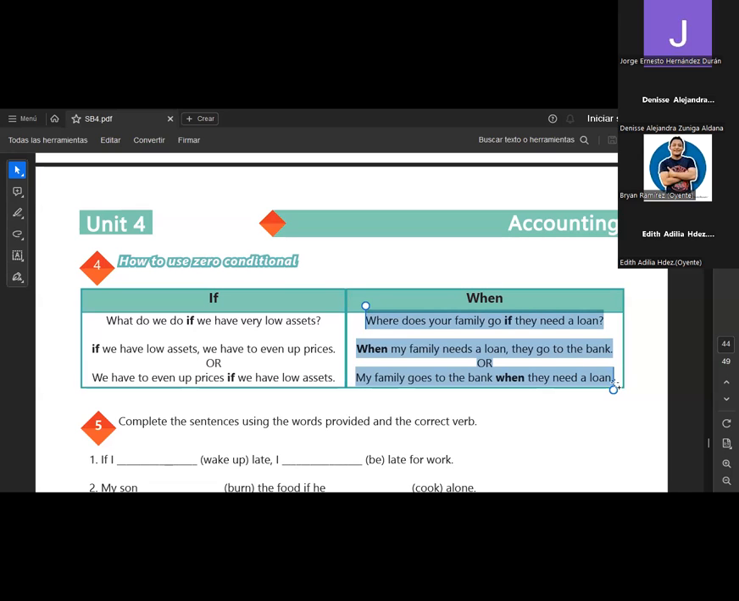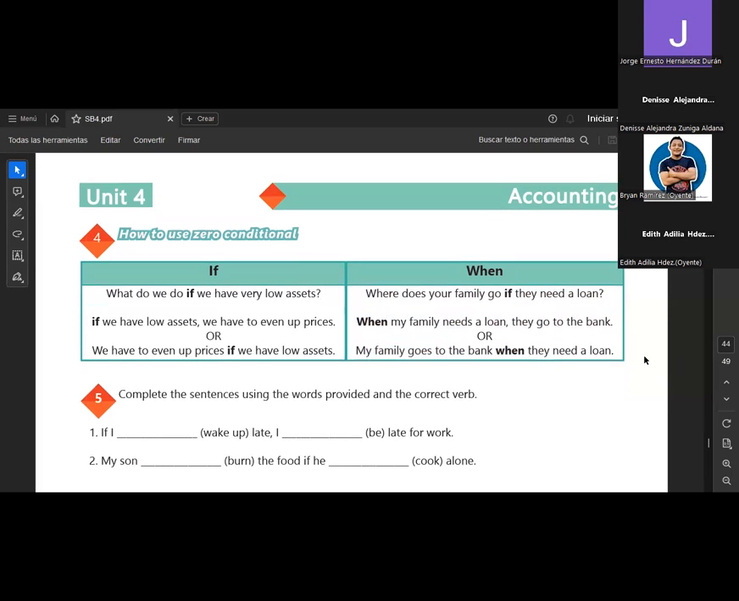Where does your family go if they need a loan? When my family needs a loan, they go to the bank. Or my family goes to the bank when they need a loan. Yes. Thank you everybody for your participation.